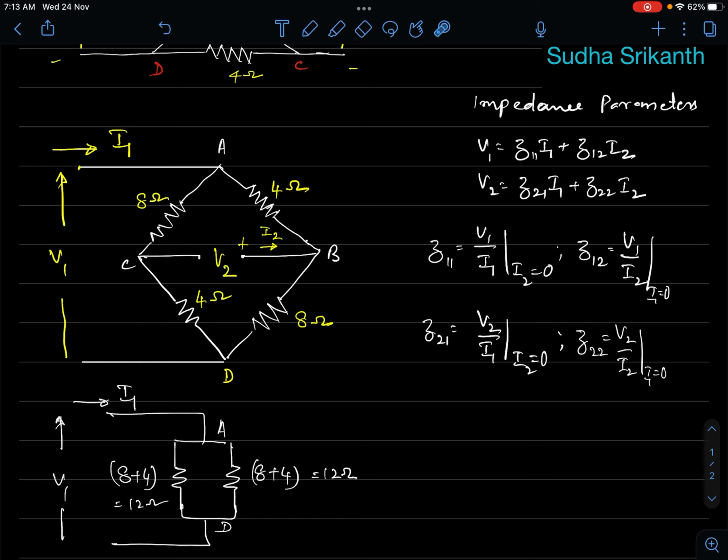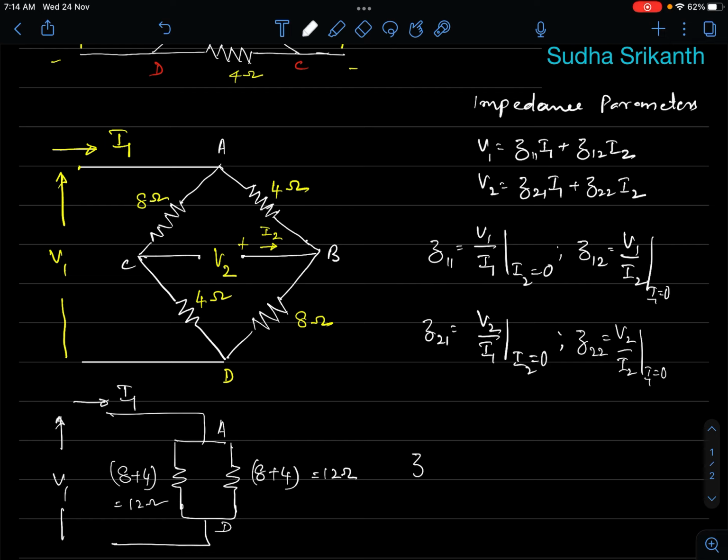Okay, because there is nothing connected between these 2 points, the current that enters here will come via this, and the current that enters here will come via this and this, right? So this 12 and this 12, they are in parallel. So as far as this network is concerned, it is going to be 12 parallel 12. That is, when two equal impedances or resistances are in parallel, the resultant is half of one of the values, right? Half of 12, right?